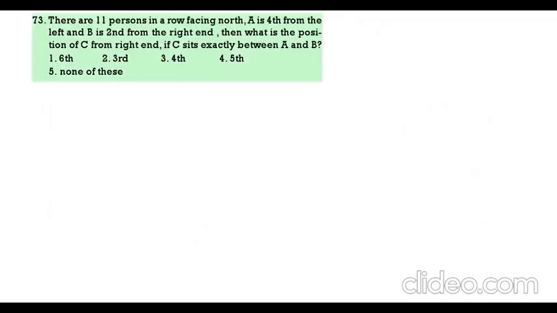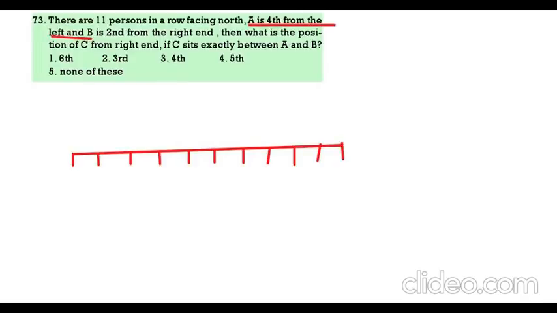There are 11 persons facing north. Now all of you draw one straight line. There are totally 11 persons: 1, 2, 3, 4, 5, 6, 7, 8, 9, 10, 11. A is fourth from left, B is second from right. A is fourth from the left, so here we will get A. B is second from right, here we will get B.